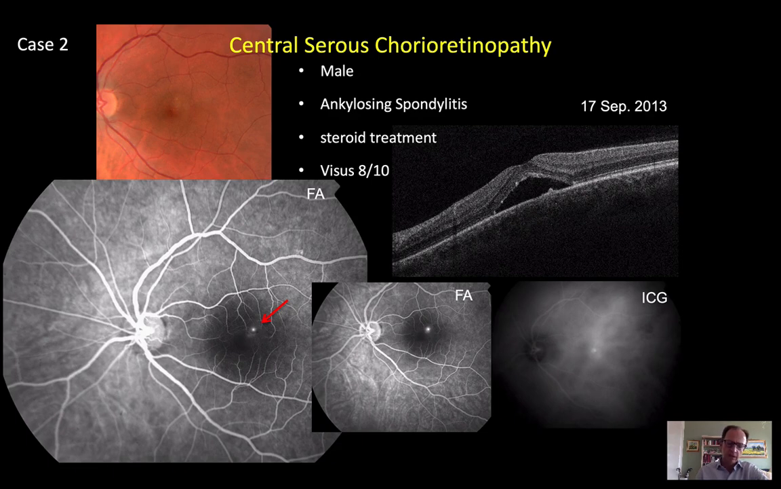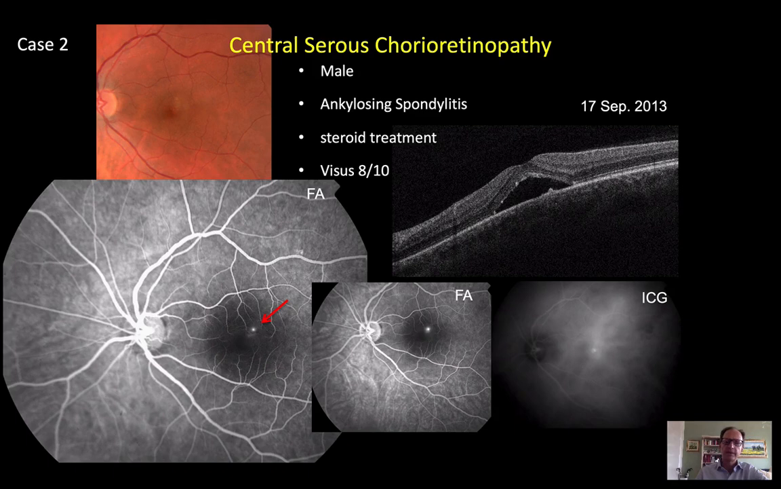detachment and detach the neuroepithelium. Indocyanine green angiography showed a very small area, which is this one that I pointed for you, of increased permeability of the choroid, which is reasonable because this patient is on steroid treatment. Of course, we cannot ask him to stop steroid treatment because otherwise ankylosing spondylitis will recur. So we decided to treat the patient.